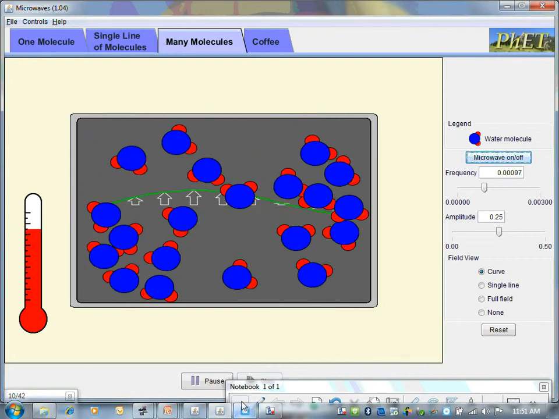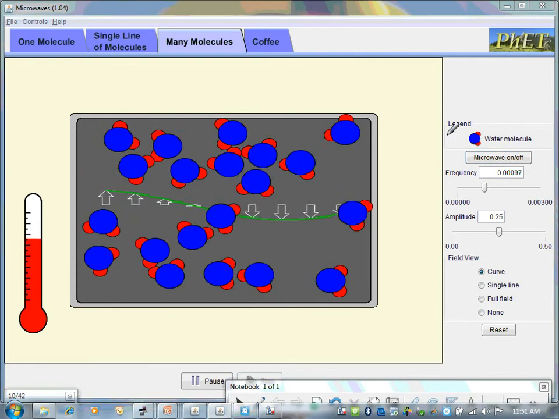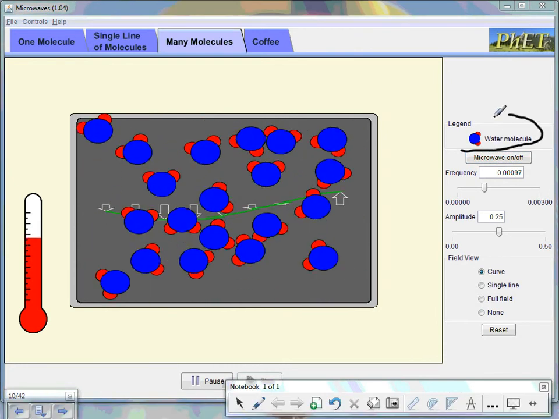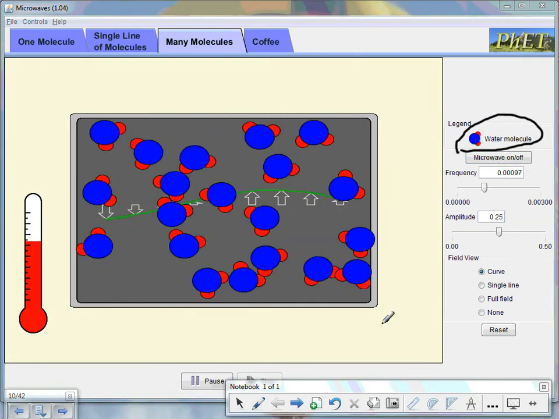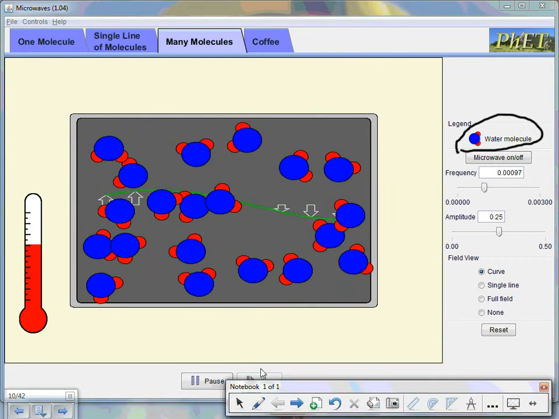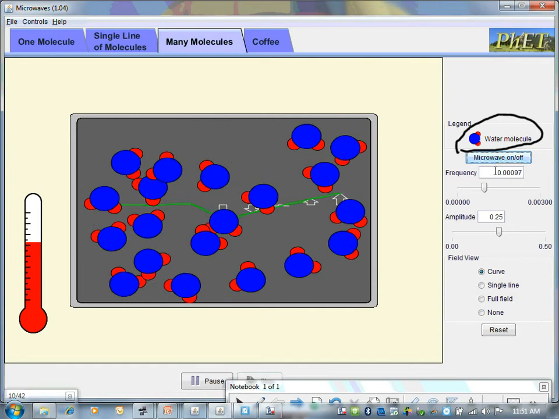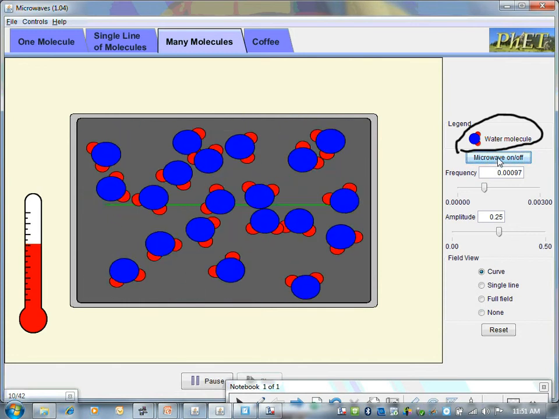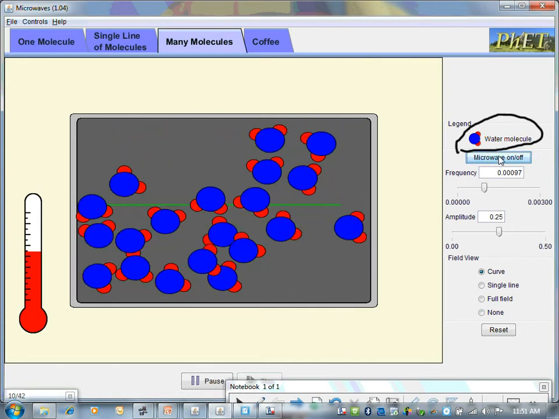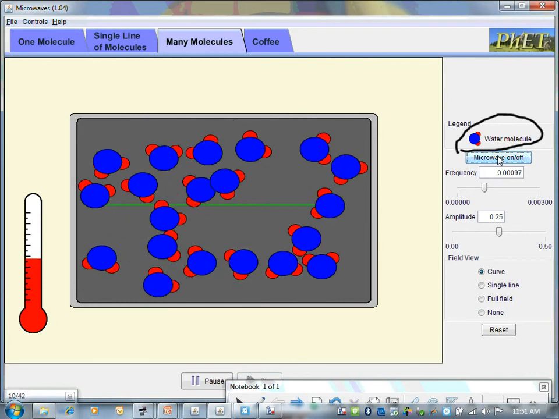And right here, our legend says these are water molecules. So when you heat up your food in the microwave, if your food doesn't have very much water, the microwave doesn't work very effectively to heat it up. Have you ever tried heating a piece of toast or something in the microwave? It starts to get really weird.